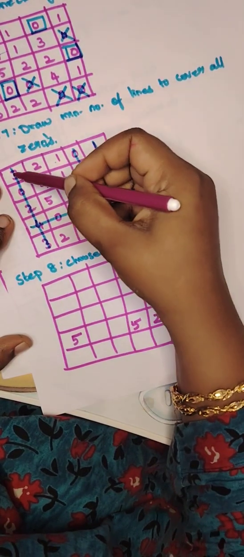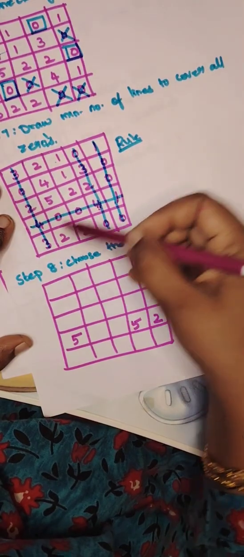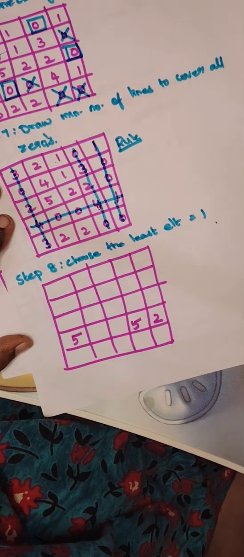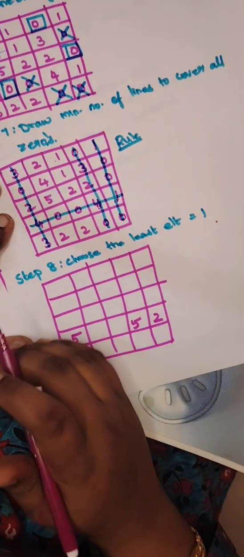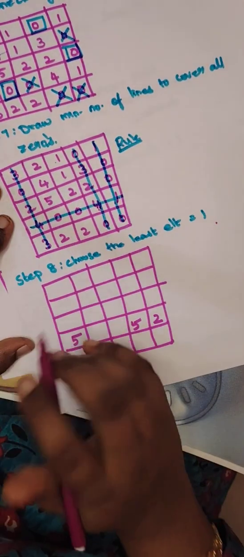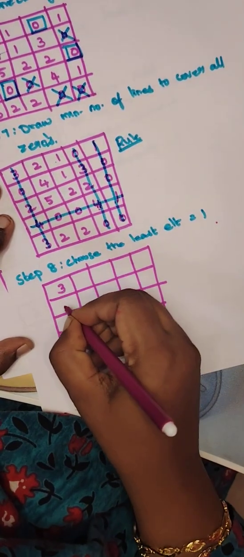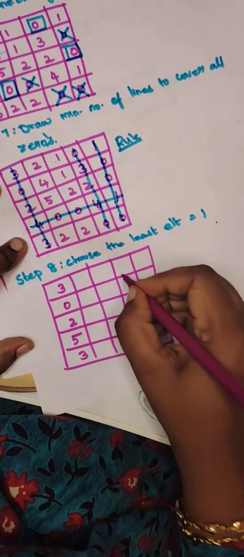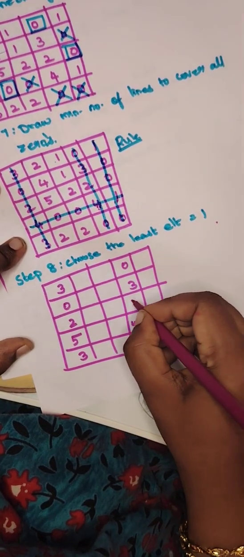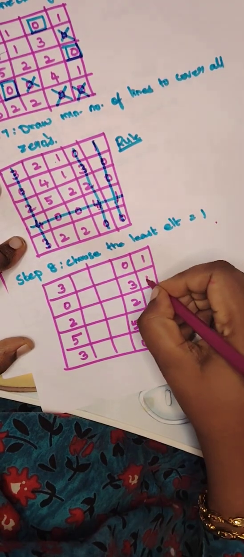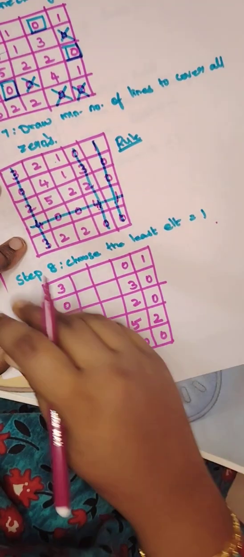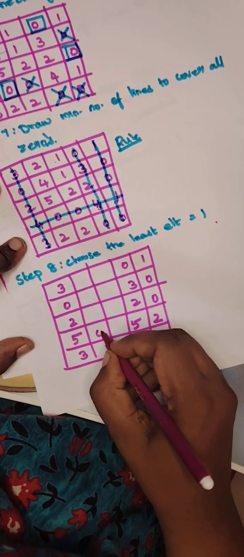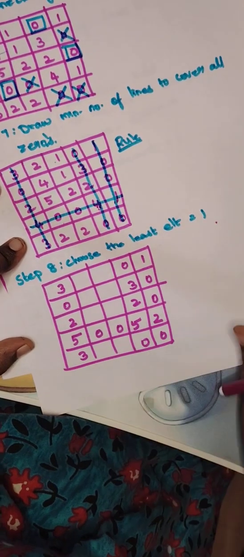On the line the values are 3 0 2 3 0 3 2 0 1 0 0 0. So these values are on the line, so no change in that. I'll write these values as they are: 3 0 2 3, 0 3 2 0 1 0 0 0. So on the line no change, over. And here also 0 0. On the line no change, over.